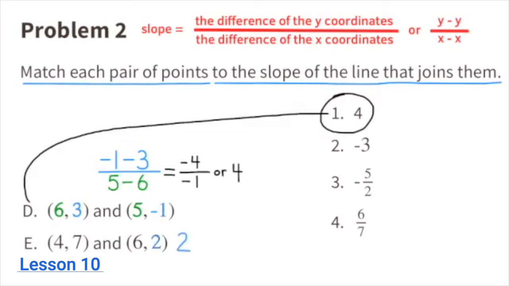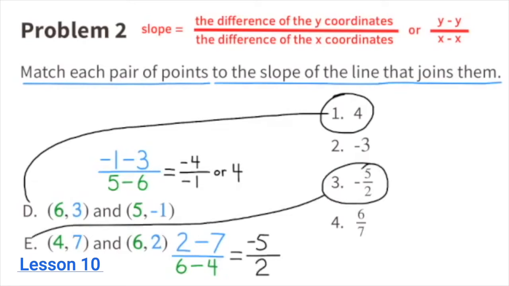E. 2 minus 7 over 6 minus 4. 2 minus 7 equals negative 5, and 6 minus 4 equals 2. The slope of this line would be negative 5 over 2.